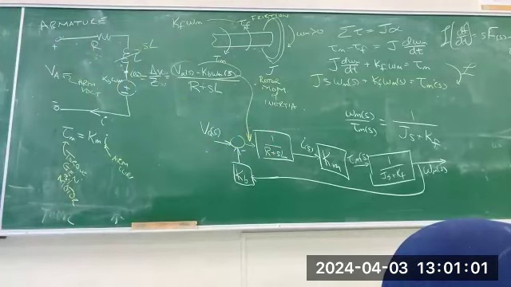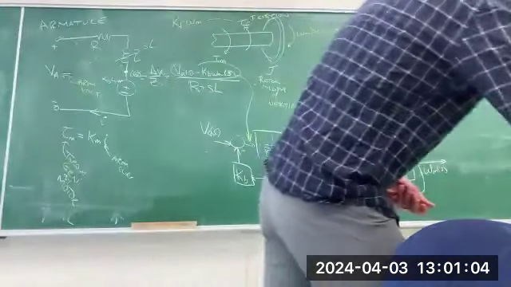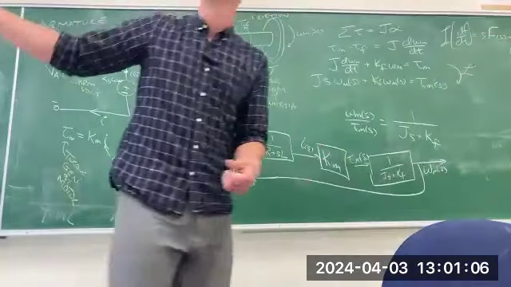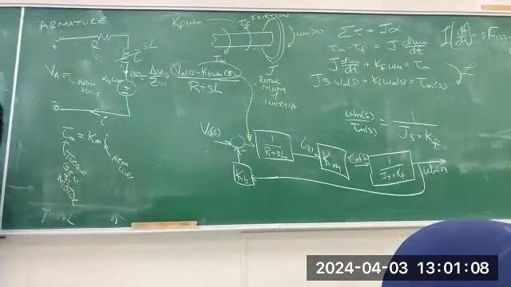Okay. So we have just drawn a Laplace block diagram that takes the armature voltage as an exogenous input and produces the speed of the shaft as the output. We'll talk about what to do with this on Friday. See you then.